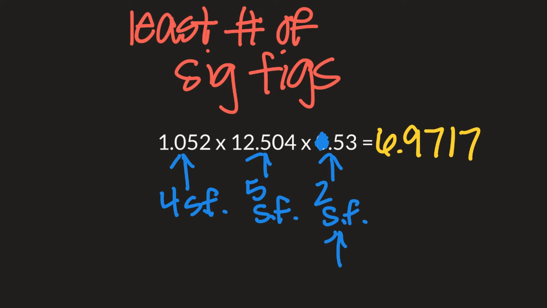So 2 sig figs would be 1, 2. Now, because the next number is a 7, we're going to have to round that 9 up. So it's going to become 7, right? But again, that's only 1 sig fig. I need 2 sig figs, so we're going to make it 7.0. That is 2 sig figs, and that is the right answer. Let's try some more.